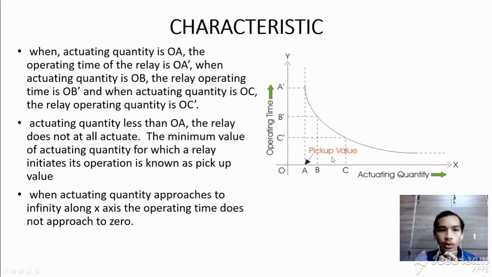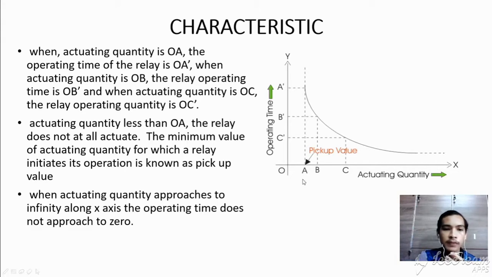When the actuating quantity is OA, the operating time of the relay is OA prime. When the actuating quantity is OB, the relay operating time is OB prime. And when the actuating quantity is OC, the relay operating time is OC prime. For an actuating quantity less than OA, the relay does not actuate at all.